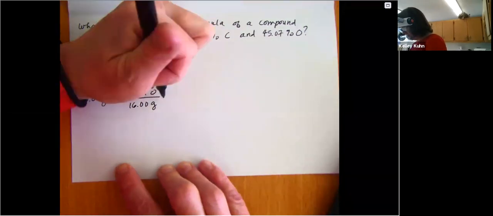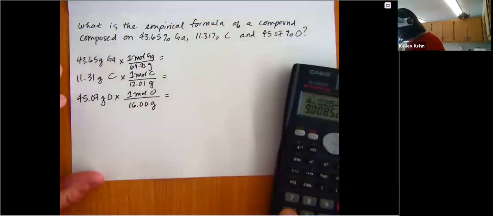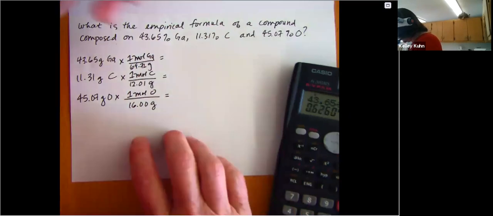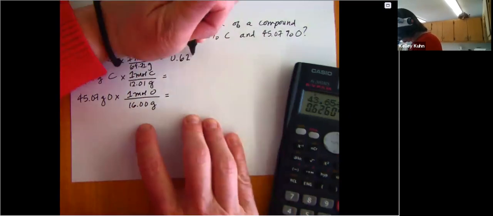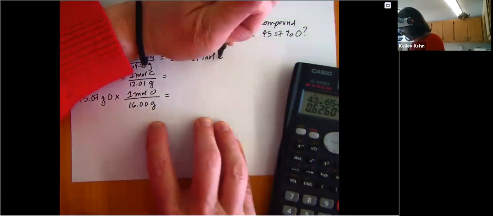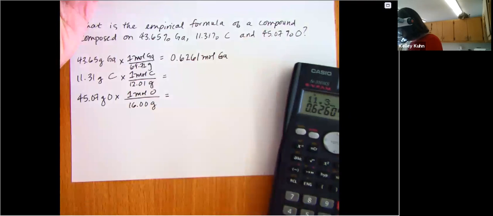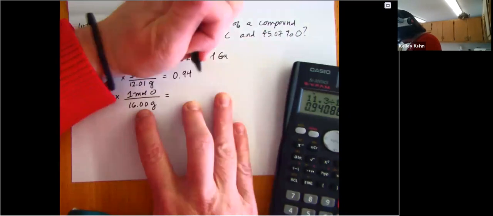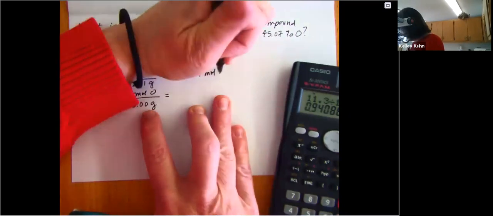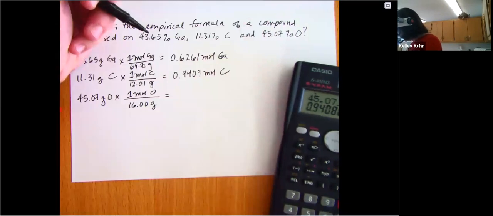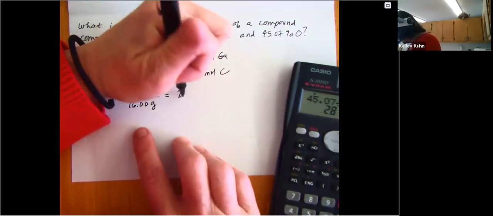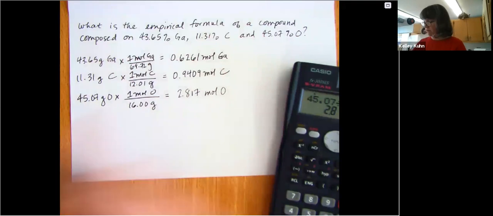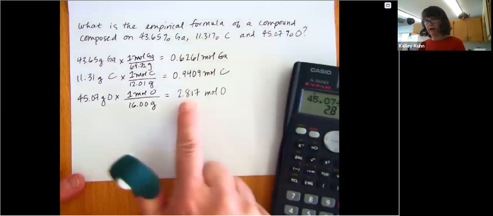So remember, you want to keep all your sig figs. 43.65 divided by 69.72 gives me 0.6261 moles of gallium. 11.31 divided by 12.01 gives me 0.9409 moles carbon. 45.07 divided by 16 gives me 2.817 moles of oxygen. So we treated our percents as grams. We converted those grams to moles.